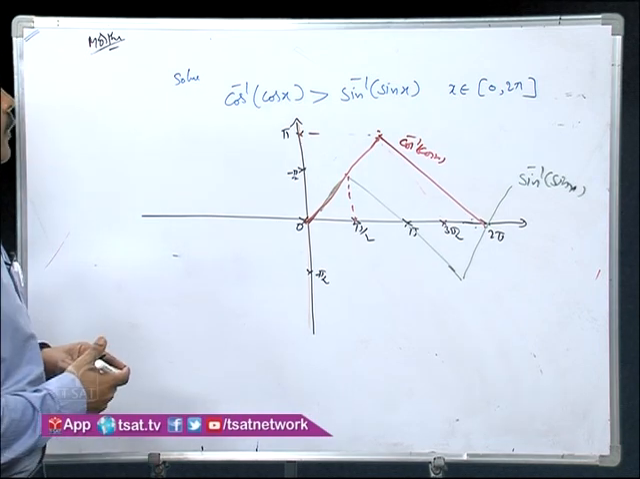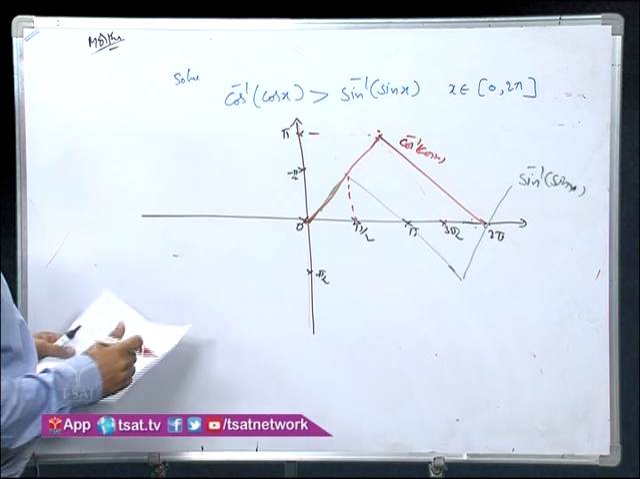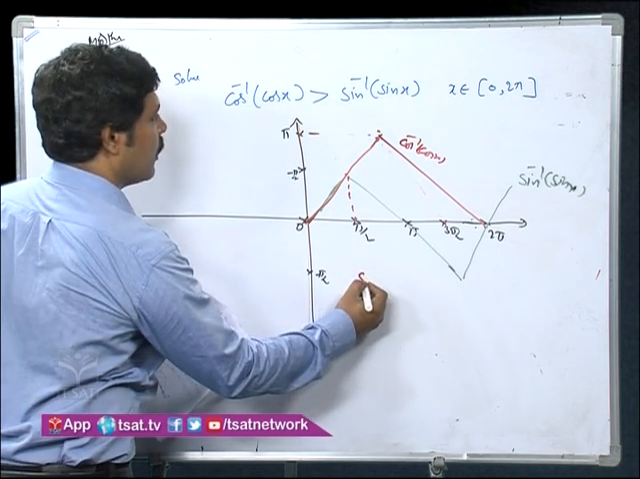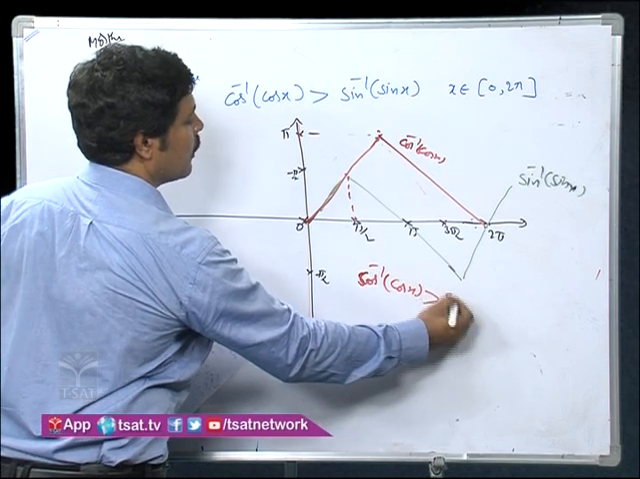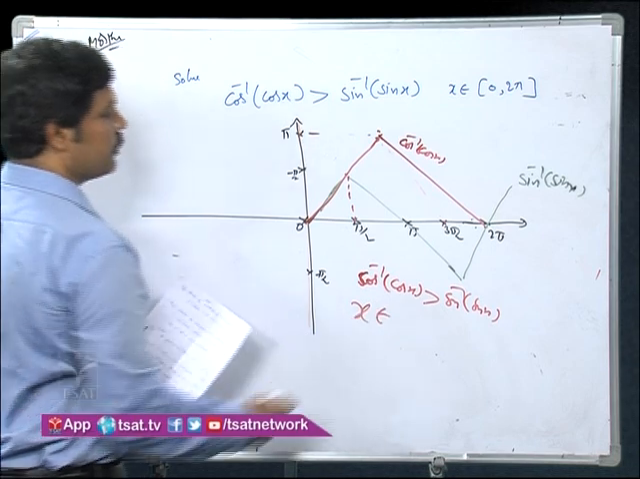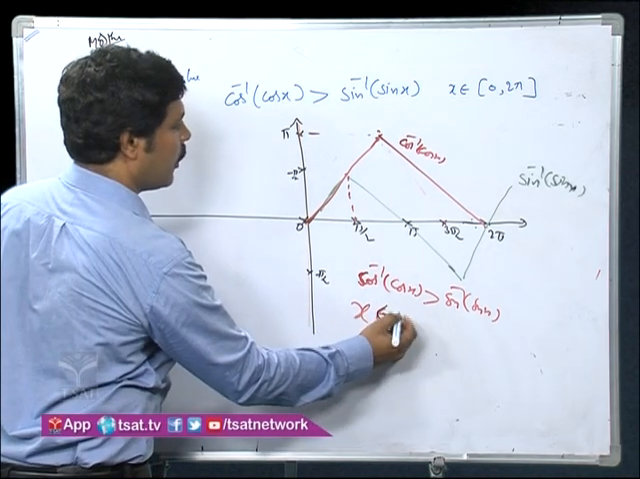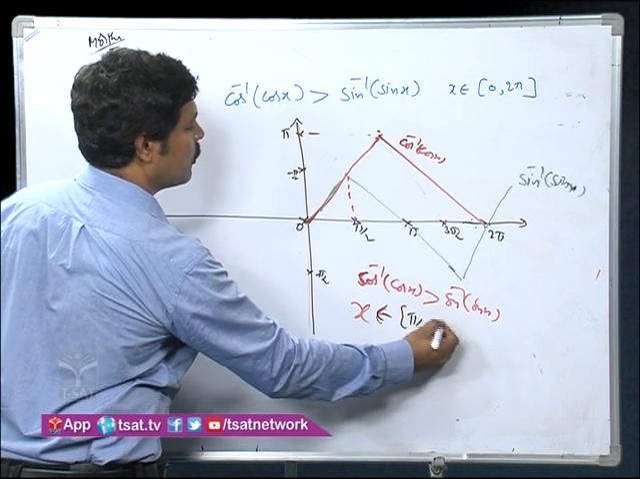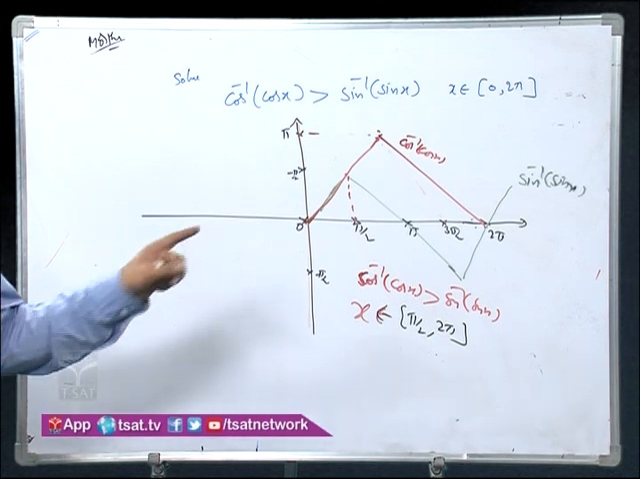Therefore, the solution is pi by 2 to 2 pi. Therefore, cos inverse of cos x is greater than sin inverse of sin x for x belongs to pi by 2 to 2 pi. This is the solution set. We can solve by using graph.